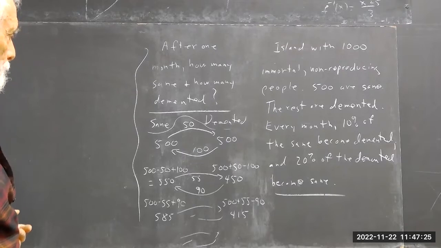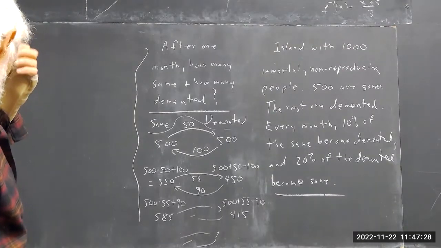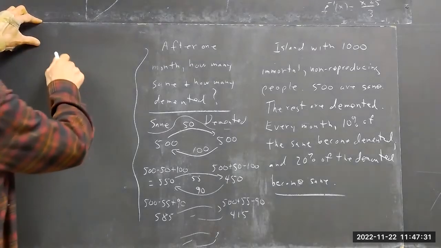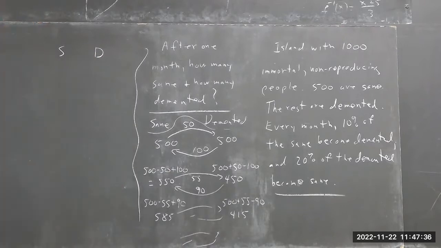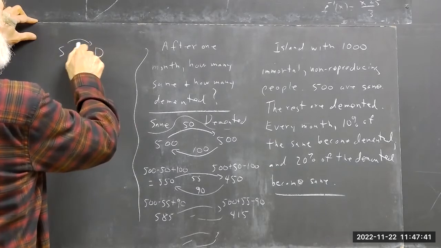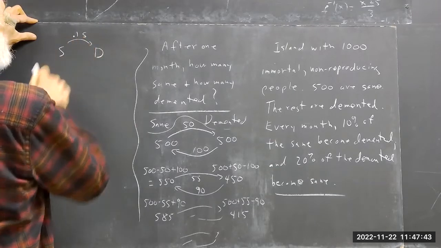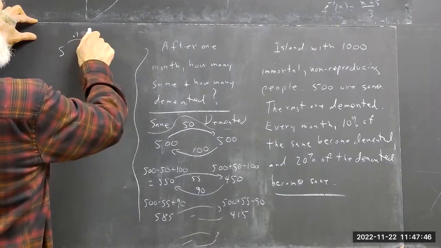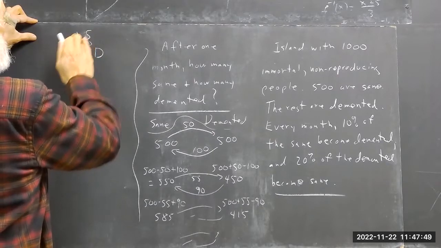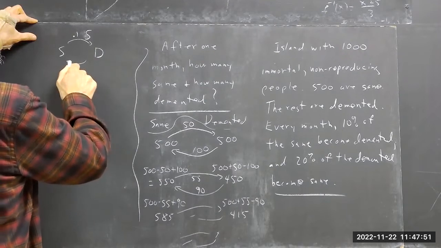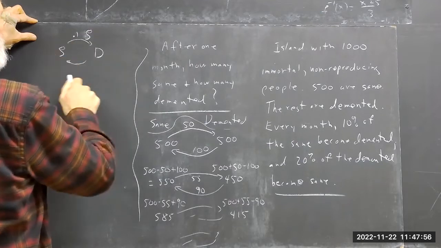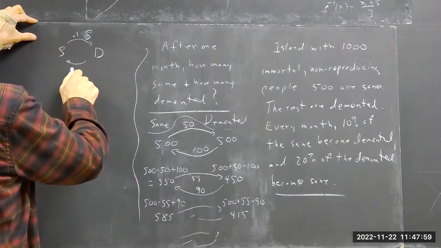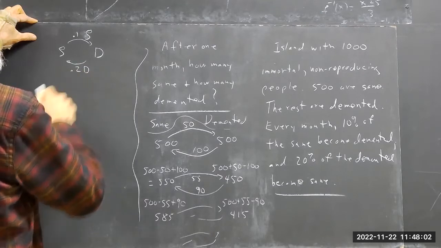Another way to do it is, if S is the number sane and D is the number demented, then what you have is 0.1 S. Make sure we see that as an S, not a 5. It still looks a lot like a 5. I'm going to make an S. We'll put a little loop in it. Okay. The matrix is. Then we have 0.2D.